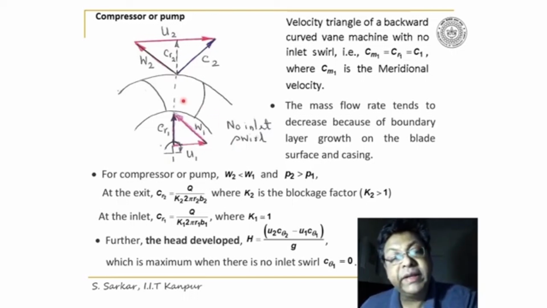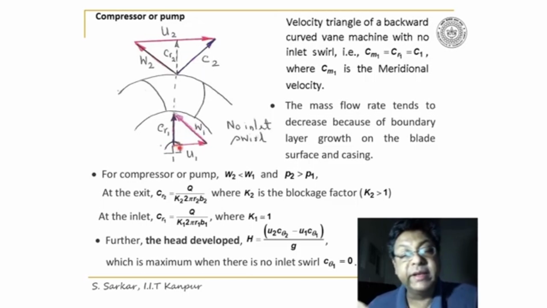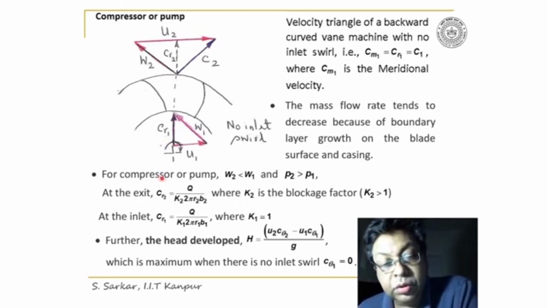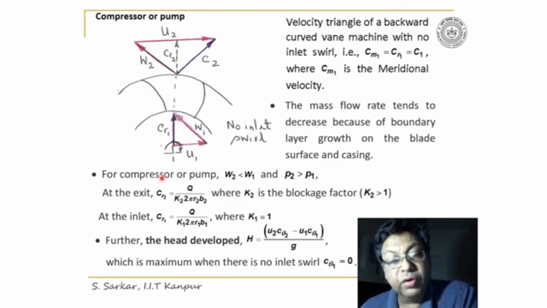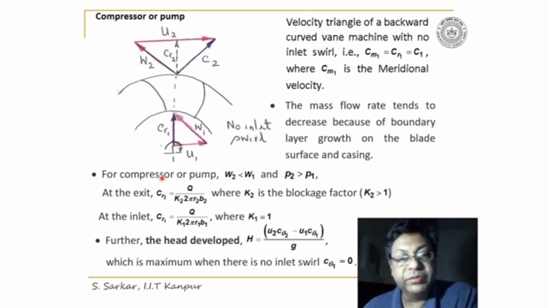So if we consider the inlet velocity triangle, it will be U1 plus W1 is equal to CR1. CR1 would be equal to C1. That's equal to Cm1, which is the meridional velocity connected to the flow through the machine's volume flow rate or mass flow rate to the machine, whatever you say. Now further, the exit velocity triangle would be W2 plus U2 is equal to C2.